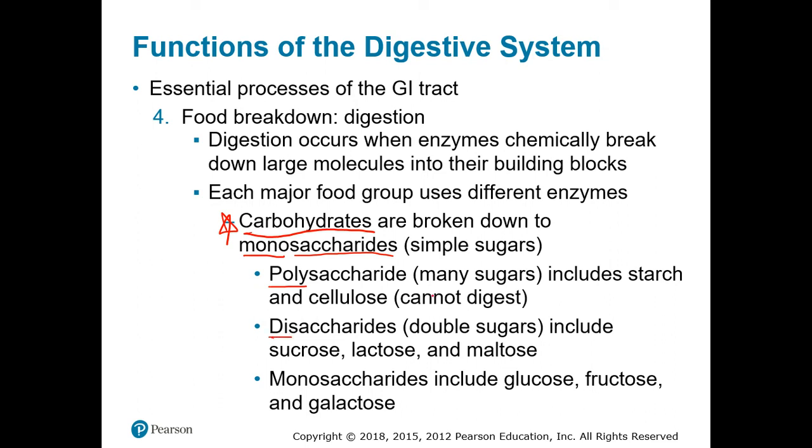Disaccharide, di meaning two, so these are double sugars. These are things like sucrose or your table sugar, lactose, which is found in milk, and maltose. And then monosaccharides, these are our simple sugars, glucose. Glucose is why you often find that going into cellular respiration because it's already broken down, it's ready to be used. Fructose, that's found in a lot of fruits, and galactose.